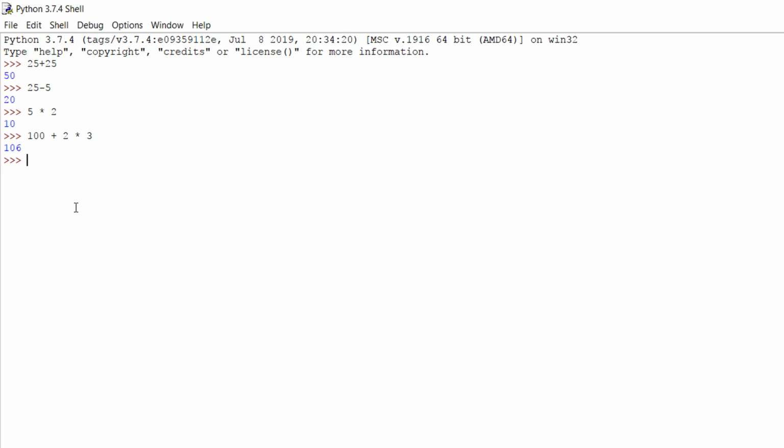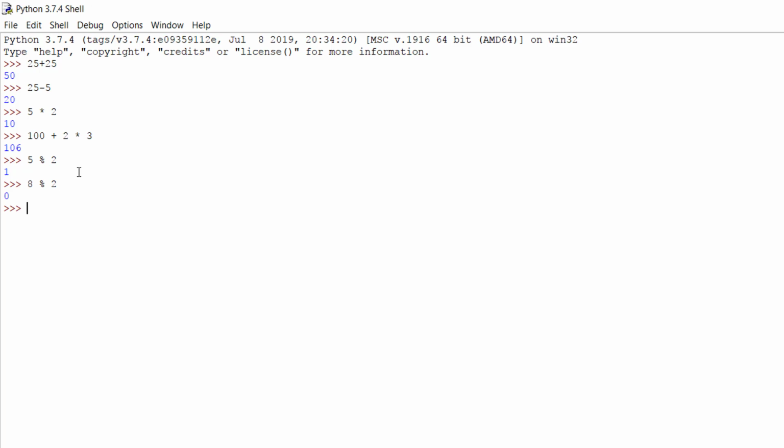So let me give you an example. 5 modulus 2, and what is the output? 1, because the remainder is 1. If we type 8 modulus 2, it should be 0 because it's an even number.